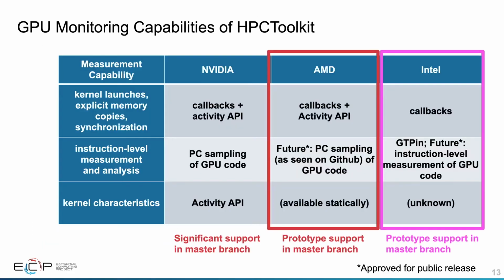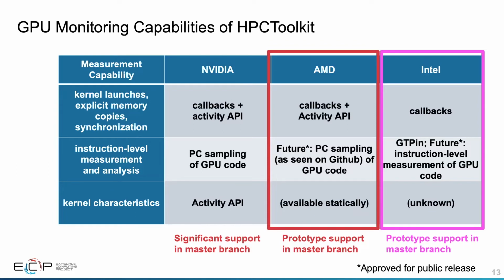The status of our GPU monitoring support in HPCToolkit is that we have pretty much full support for NVIDIA GPUs in our master branch. We can monitor things like kernel launches, memory copies, and synchronization events. We can also do instruction level measurement analysis using PC sampling. And we can monitor things like kernel characteristics, including the register counts and the amount of shared memory that's used in a kernel, and we report those as metrics in the profile view.